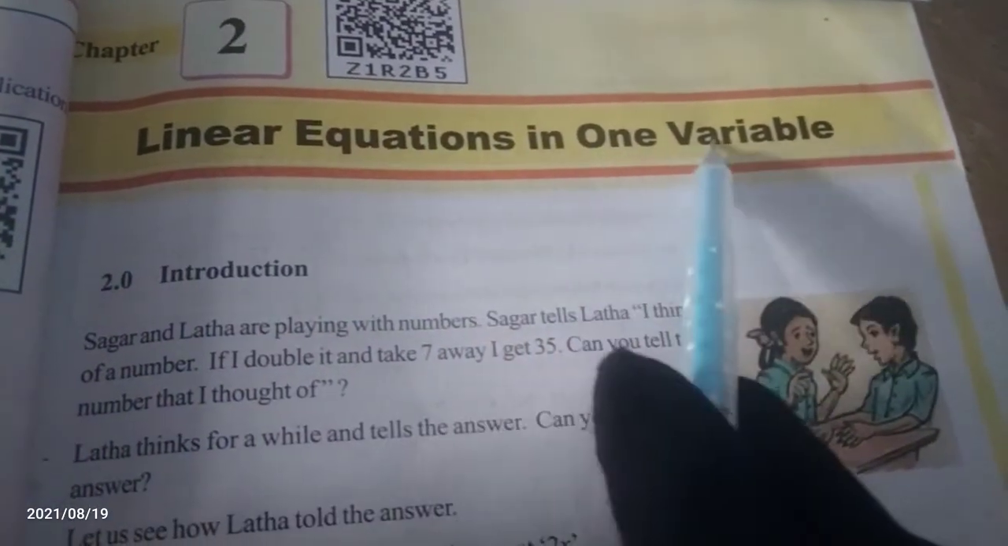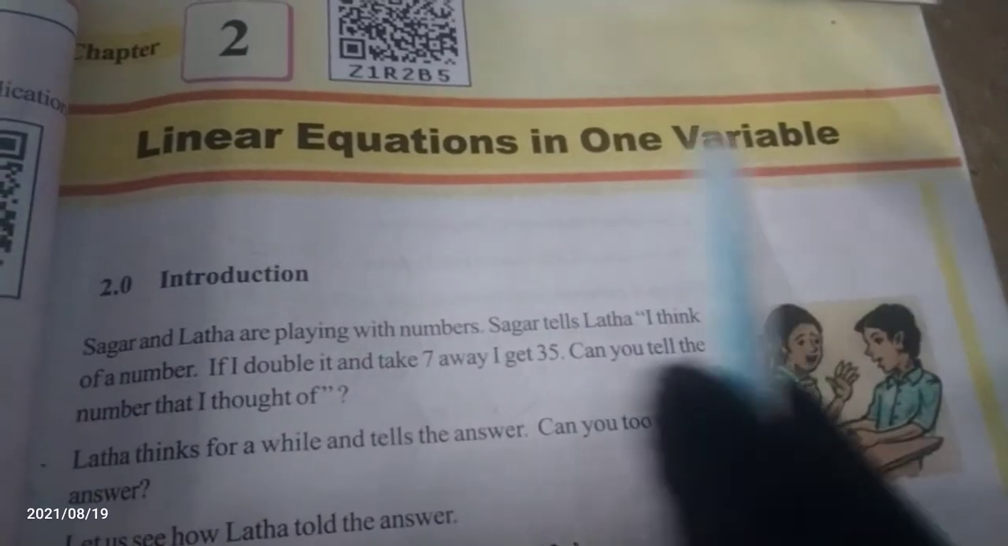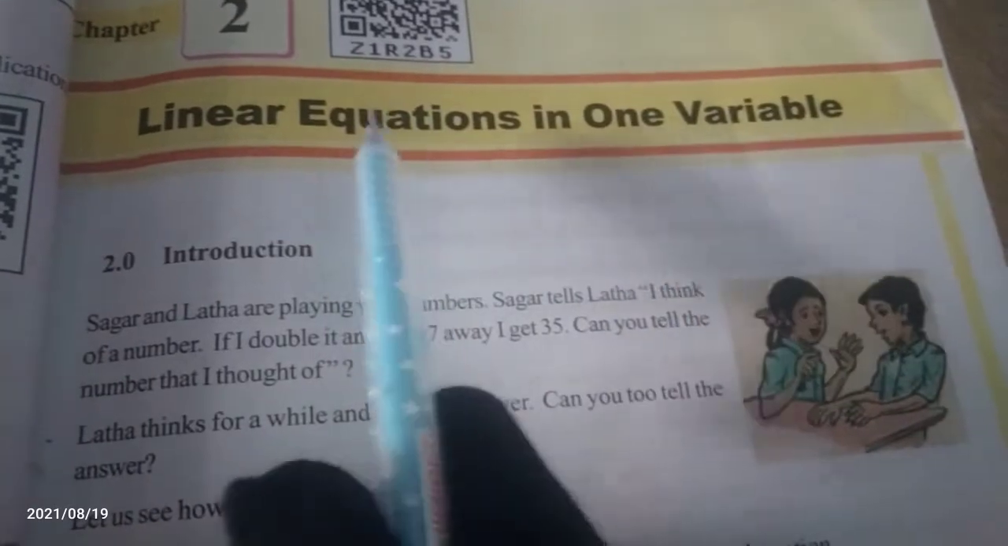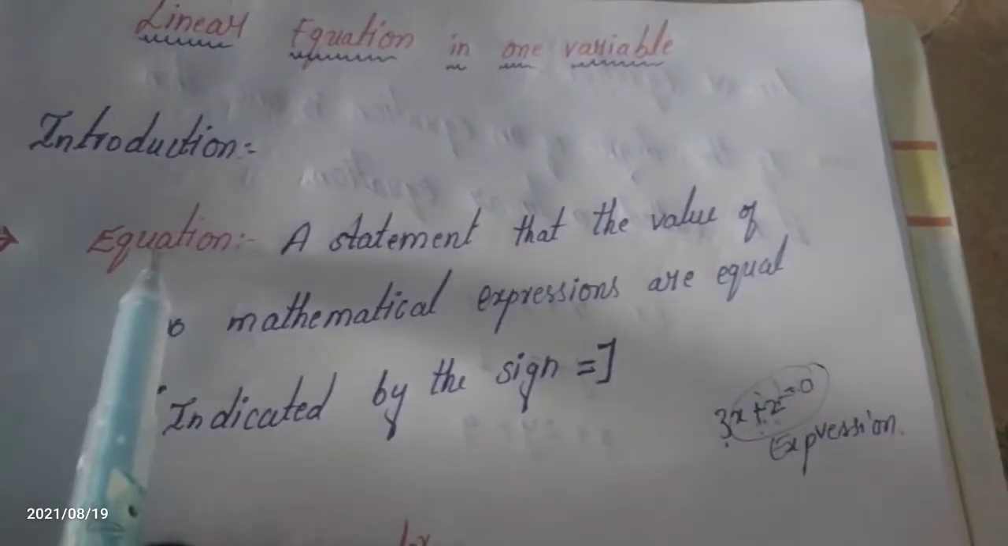First, we need to understand what is an equation, what is a linear equation, and what is a variable. We need to know the total statement of linear equation in one variable. Afterwards we are going to solve our exercise problems. Now let's see what is meant by equation first.